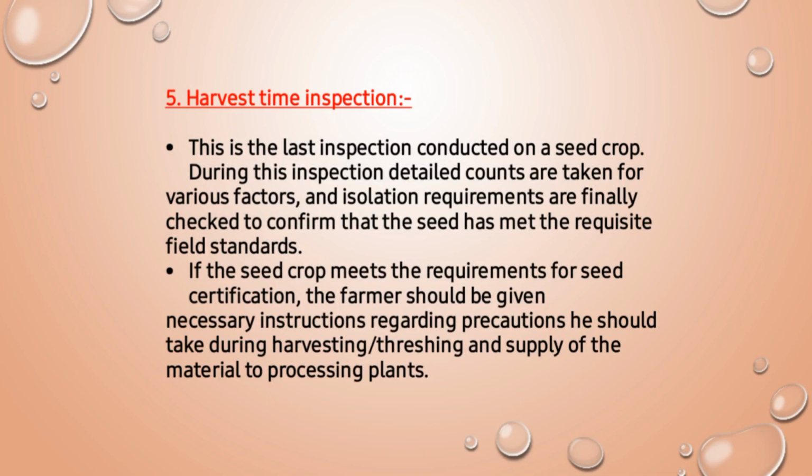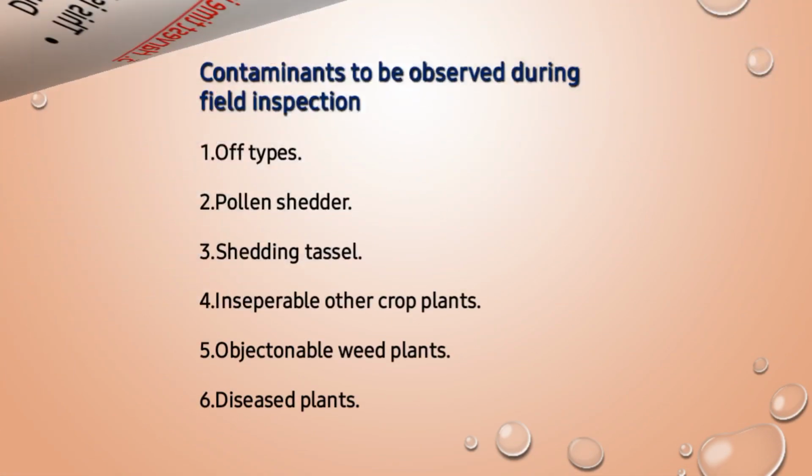Harvest time inspection. This is the last inspection conducted on a seed crop. During this inspection, detailed counts are taken for various factors and isolation requirements are finally checked to confirm that the seed has met the requisite field standards. If the seed crop meets the requirement for the seed certification, the farmer should be given necessary instructions.